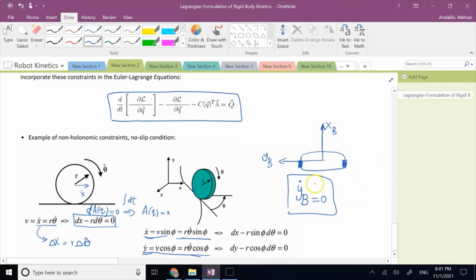If you want, please refer to my video on differential drive robot kinematics, and you'll see this no lateral motion condition, the explanation of why it is non-holonomic, and so on.